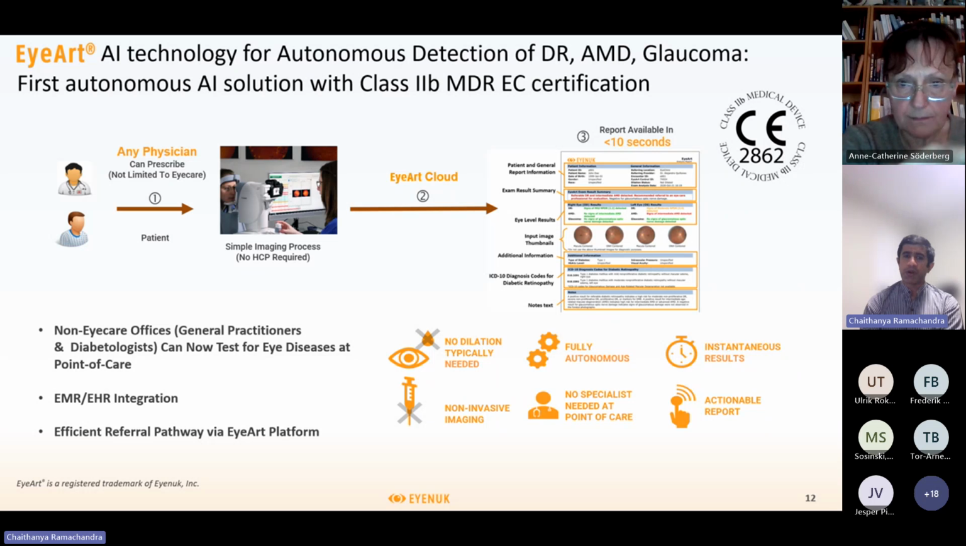There is a simple imaging process, which typically gets done in minutes. It doesn't require a healthcare provider. It can be a technician. These images are then uploaded to our analysis cloud, and results are available within 10 seconds. With EMR, EHR integration, this can provide an almost seamless clinical workflow at a lot of organizations.